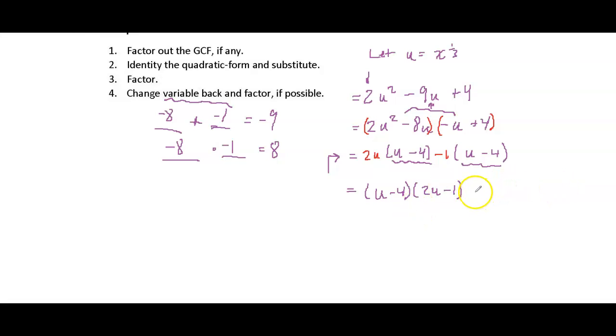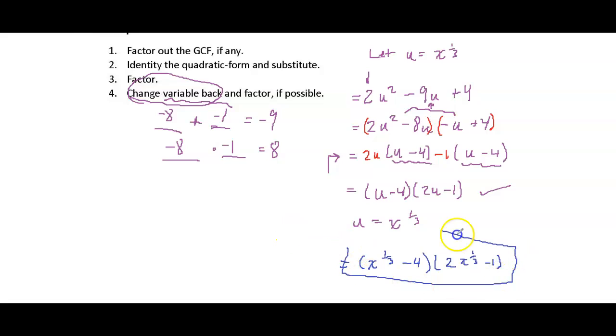And that's about as far as we can go with that u variable. Now we're going to change the variable back. Remember, u equaled x to the 1/3 power. So then our final answer would be x to the 1/3 minus 4 times 2 times x to the 1/3 minus 1. And that is all.